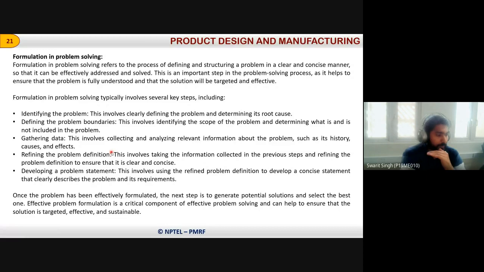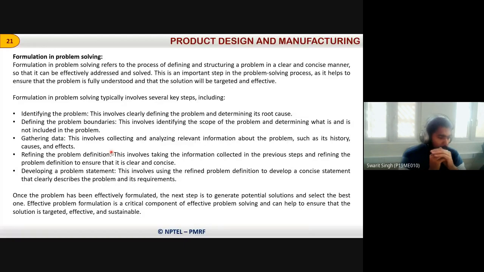So if the problem is properly defined and fully understood by the designers, or the one who is going to solve that problem, then only will he target the problem effectively. The problem formulation process typically involves several key steps. First of all, we need to identify the problem. This involves clearly defining the problem and determining the root cause of that problem.